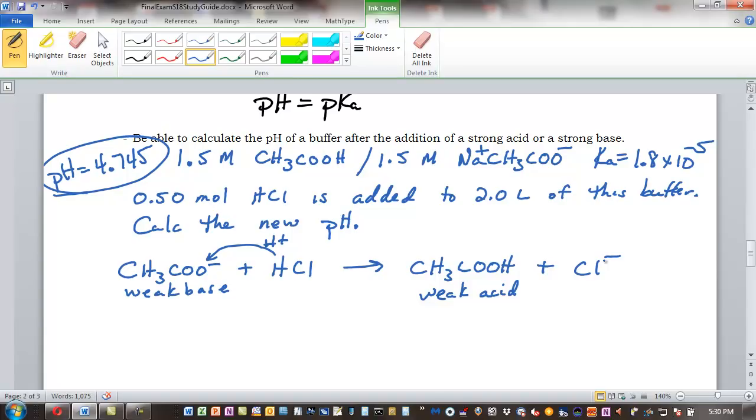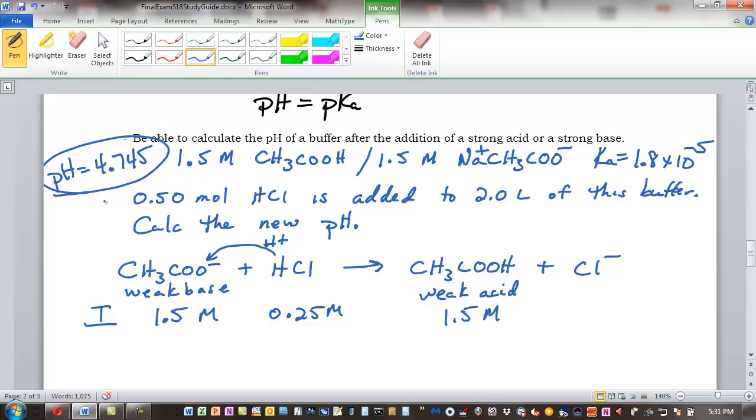So let's assume that the volume doesn't change when we add the strong acid. Okay? And that way you could work with molarity or moles. Let's just go ahead and work with molarity, since most likely the problem will say assume the volume doesn't change when you add the strong acid. So we have 1.5 molar, 1.5 molar. What is the molarity of the HCl? 0.25. So moles, 0.5 moles. That was added to 2 liters of the buffer. So 0.5 moles divided by 2 liters. So 0.25 molar.